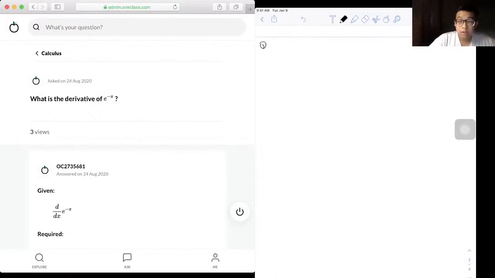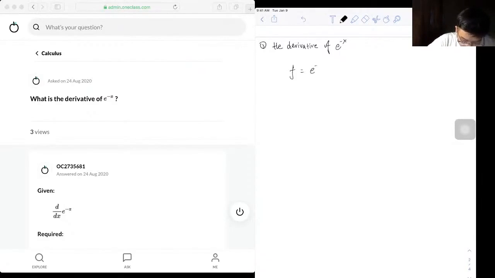Okay, so for our next question, we need to solve the derivative of e to the exponent of negative x. Right. So in other words, we can rewrite the question as: when f is equal to e to the power of negative x, what f dash will be.